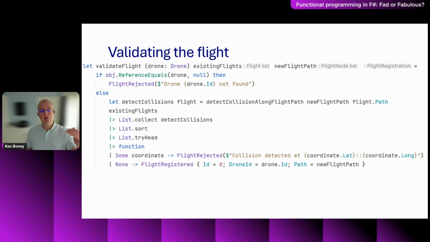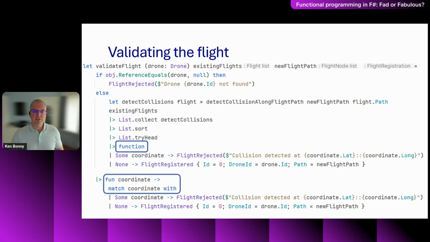And that's what this function does. It's going to pattern match on either a coordinate that we found, and then we're going to reject the flight because there is a collision, or we don't have collisions and we have a valid flight.